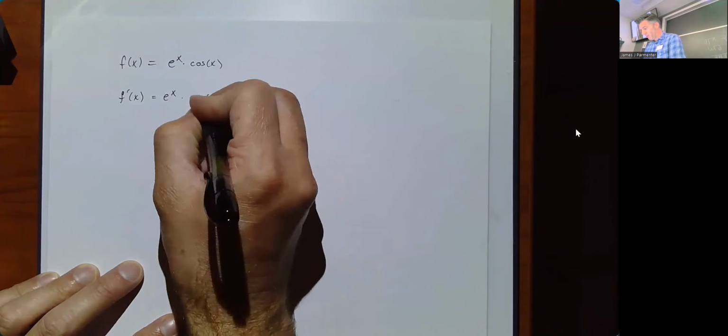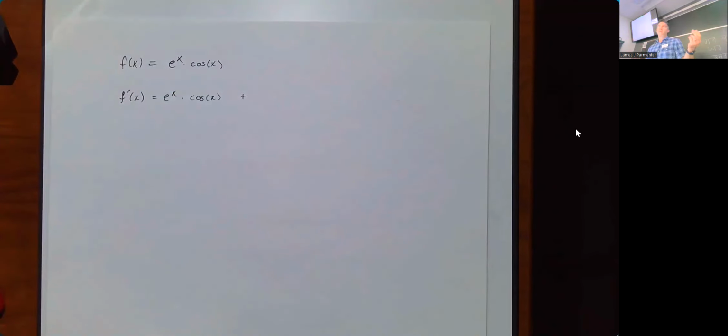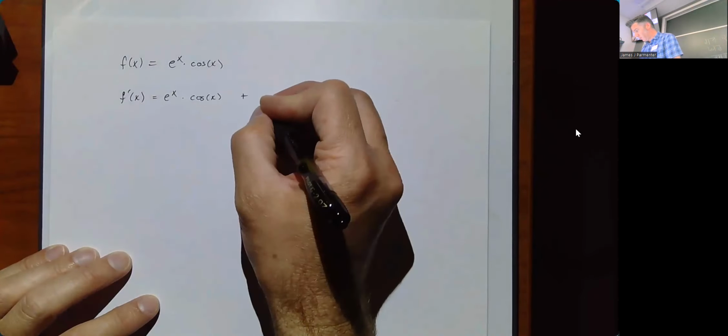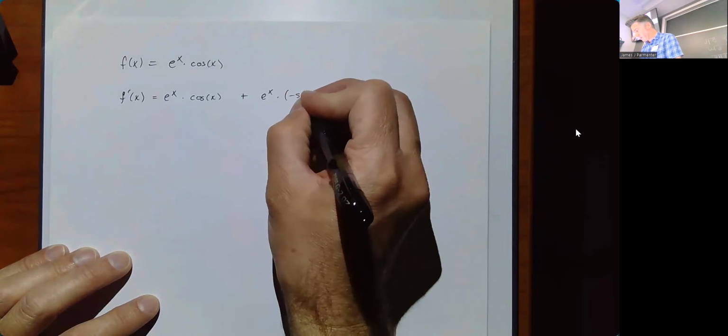Leave cosine alone, add, and then you reverse it, or what's a better word I'm looking for here? Oh, vice versa. You do the opposite thing to the opposite things. So e to the x, leave it alone. Derivative of cosine of x is negative sine of x.